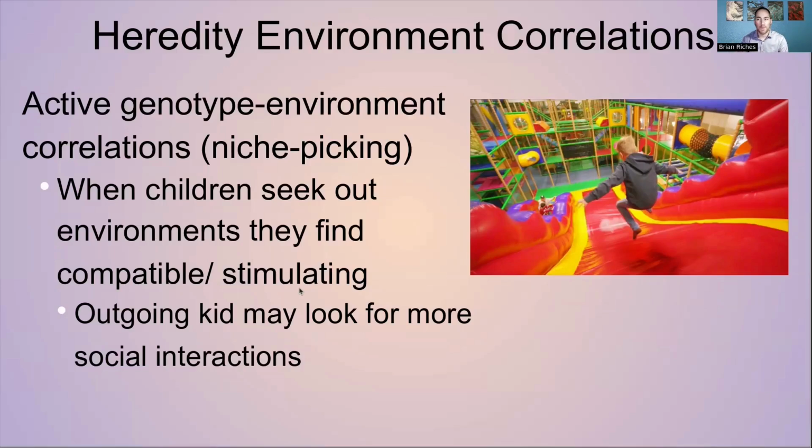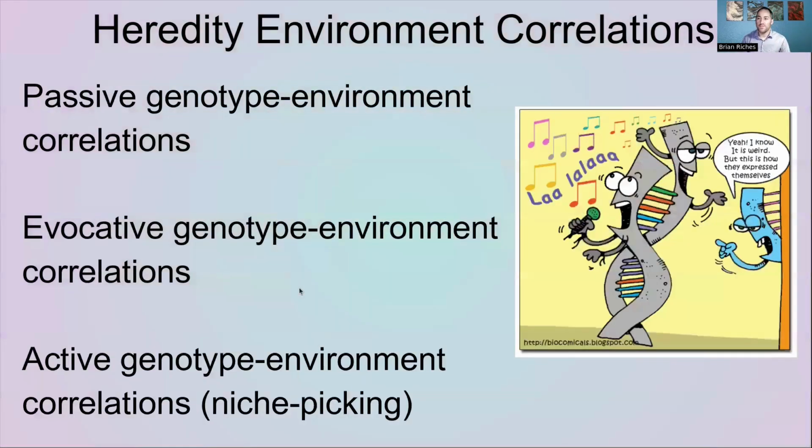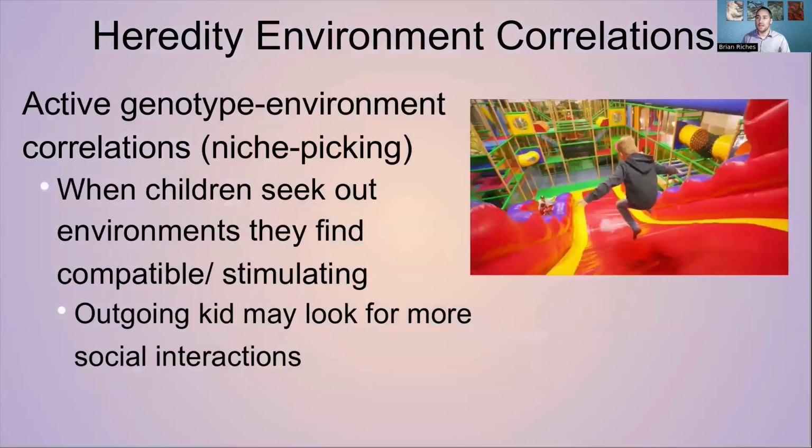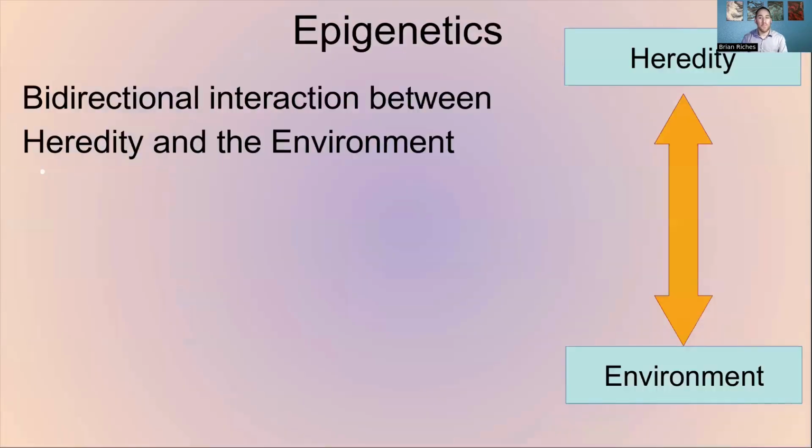So those are some of the ways both passive genotype environment correlations, evocative and active genotype environment correlations can make it a little difficult to piece out how much of this is genetic versus environment because they are working together for all three of these examples. So another thing to add on to this is epigenetics. So epigenetics is the interaction of your genome based on the environment.